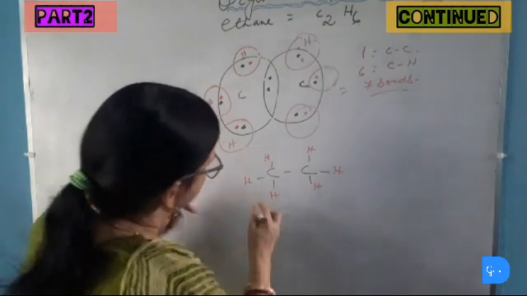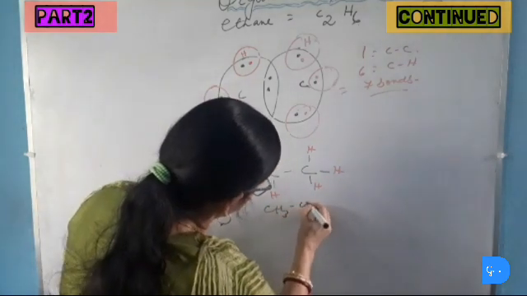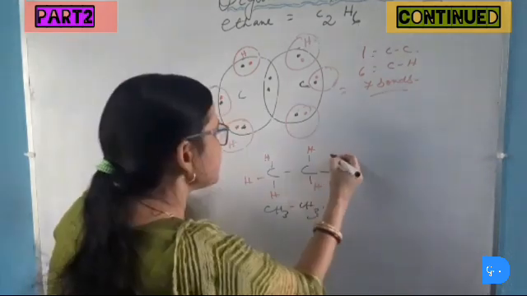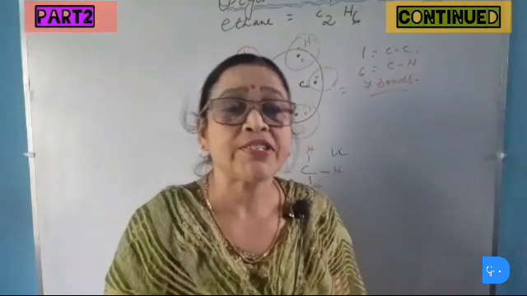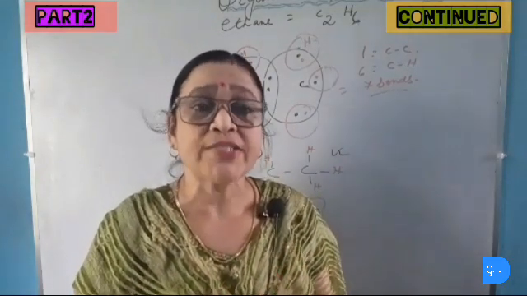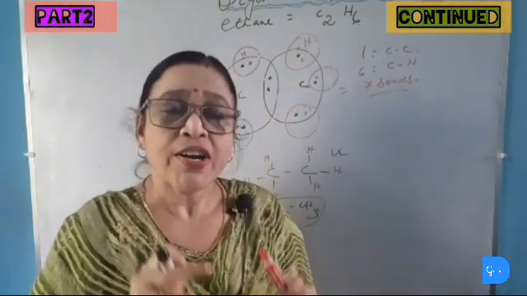Thus the structural formula is CH3, CH3. This is called structural formula and this is called condensed structural formula. Now we will study another important structure which is known as electron dot structure. What is electron dot structure?